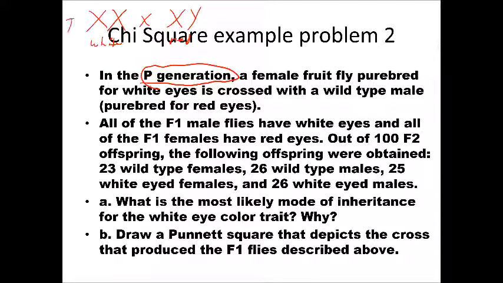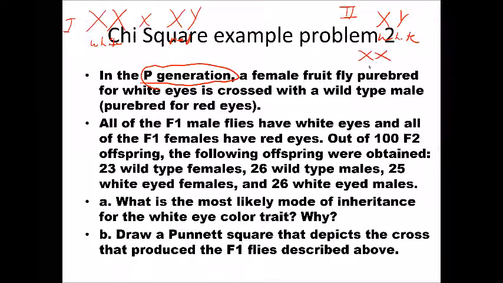That's the P generation. In generation 2, their babies, all males end up with white eyes, and all the females end up with red eyes. And then in generation 3, the F1 is generation 2, and the F2 is generation 3. Notice that in the F2, the third generation, we get a mix of everything.